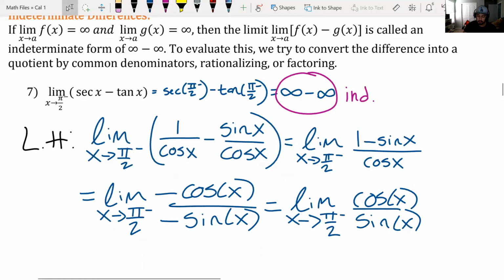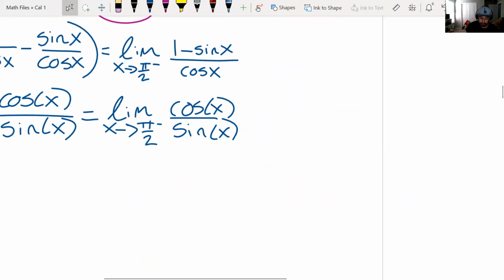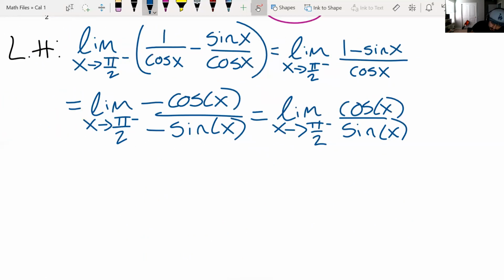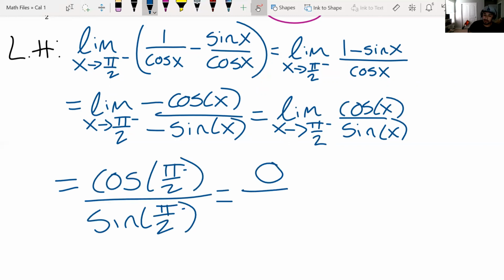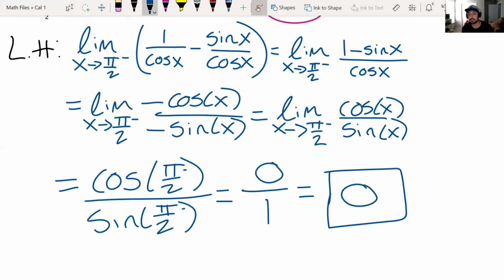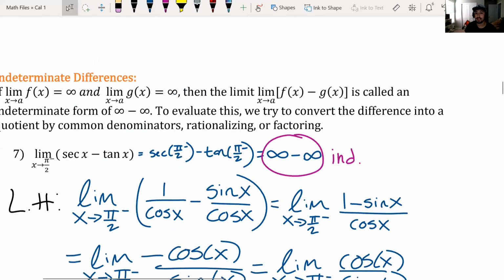Okay. And yes, we can plug it in right here, which means still making the most of my room. If I plug in pi over 2, I get cosine of pi over 2 over the sine of pi over 2. And yes, it still can be from the left, but you're just going to evaluate it at pi over 2. And cosine at pi over 2 is 0. Sine at pi over 2 is 1. You get 0. And that's definitely a better answer than indeterminate.